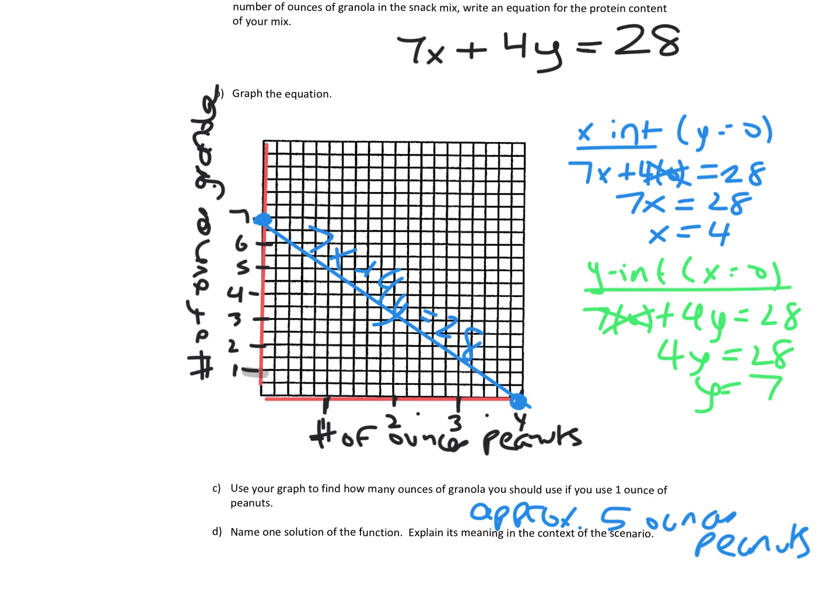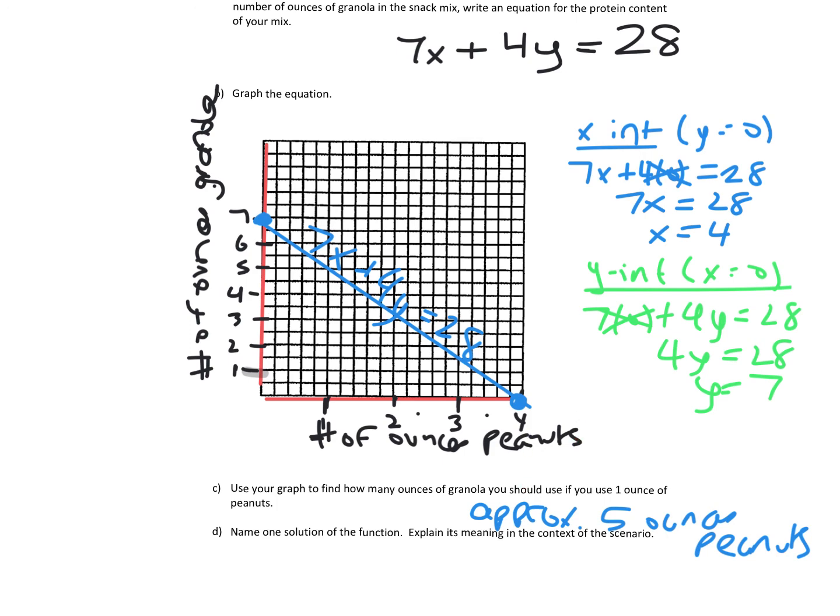Okay, so, and you can estimate also, but 0,7 would be another one that you could obviously use, an exact amount. If I use 0 ounces of peanuts and 7 ounces of granola, that would also get me to 28. And the rest of them are decimal values.